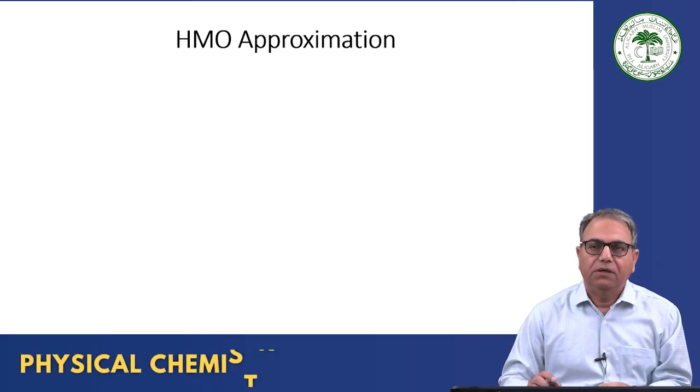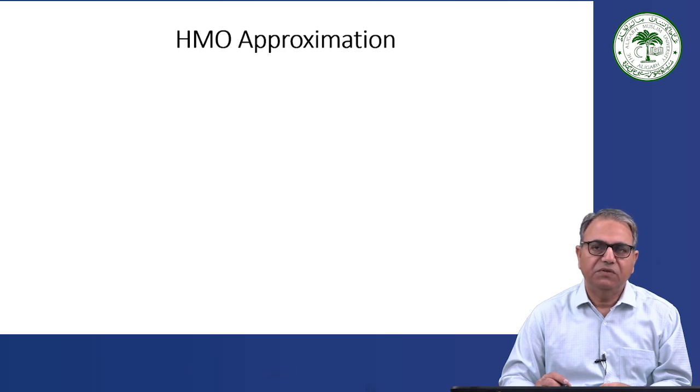In this module, we are going to talk about the HMO approximation, the Huckel molecular orbital approximation. In the earlier module, we talked about approximation methods. This approximation is a very drastic approximation which uses linear variation treatment. We are aware of linear variation treatment, and I have talked about it in detail.